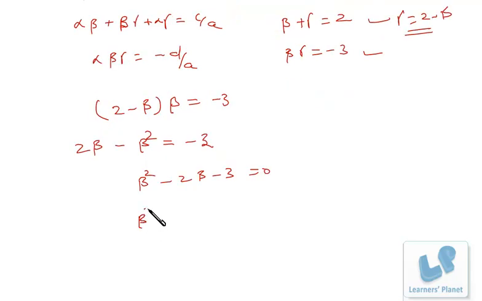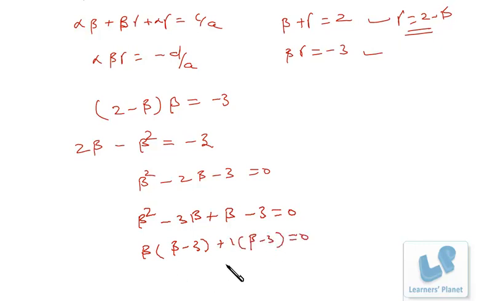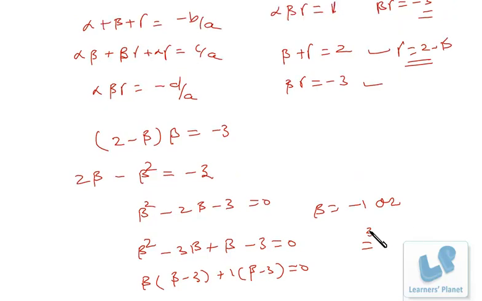So it's beta square minus 3 beta plus beta minus 3 is equal to 0. So it's beta minus 3 times beta plus 1 is equal to 0. So beta is equal to minus 1 or 3, right? So I got the value of beta as minus 1 and the other is 3. So precisely we have got the three values. Gamma will also be either minus 1 or 3. If beta is minus 1, gamma will be 3, and if gamma is minus 1, beta will be 3, right?